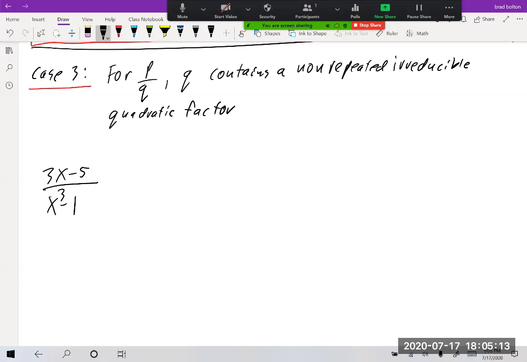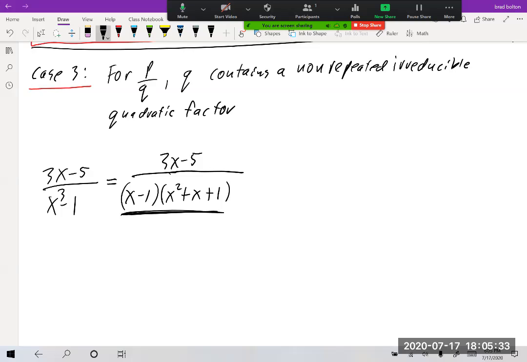So what we have to do is, this is not factored. So I first have to factor this. This is 3x minus 5 all over. Now this is the difference of cubes. So this would be x minus 1 times x squared plus x plus 1. So I just factored, and that's the difference of cubes. That's just a formula. If you guys don't remember that, you can just look it up online or something like that. That's the difference of cube formula. You can figure that out. So I just did the factors.